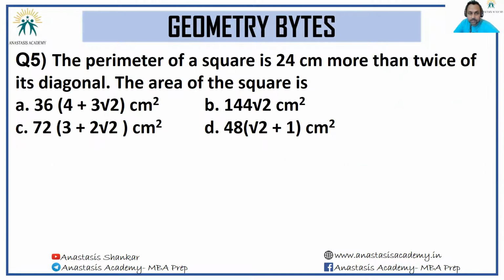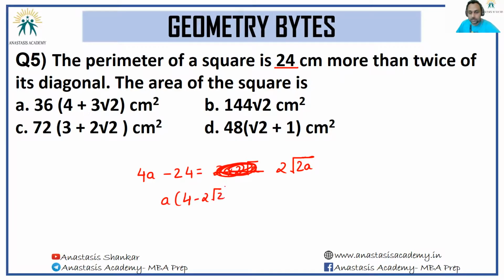Okay, last question. The perimeter of a square is 24 centimeter more than twice its diameter. So 4a minus 24 is equal to 2 into root 2a. This much we know. So a times 4 minus 2 root 2 is equal to 24, or a is equal to 24 by 4 minus 2 root 2. This much we know. Now we were asked for the area of the square.